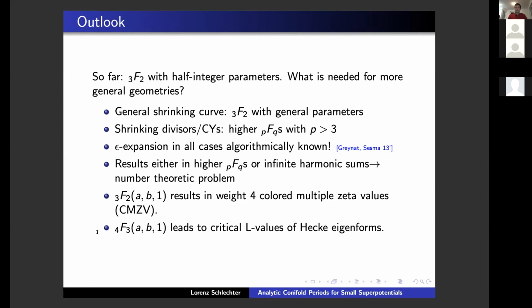For the case of 3F2, or the general shrinking curve, it's actually proven by mathematicians now that the results always lie in the so-called weight 4 colored multiple zeta values. This is some group of function values. The nice thing is there's a basis of transcendental numbers which can appear here. For 4F3, the situation is not nearly as nice, because one gets so-called critical L-values of Hecke eigenforms. Due to time, I will not be able to go further into what actually these functions are.